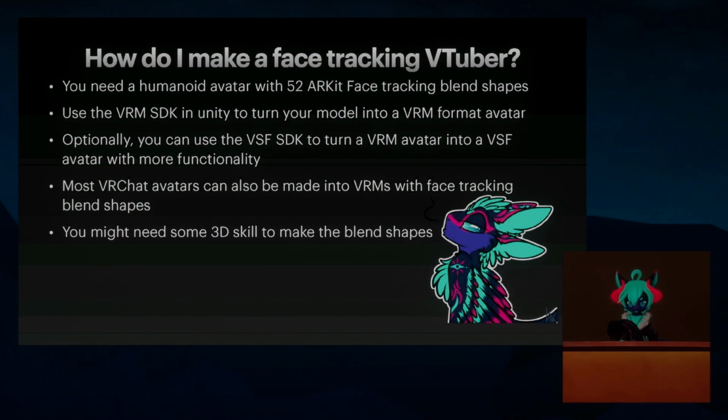Then they have to be made into blend shape clips in a VRM. So you need to download the VRM SDK and optionally a VSF SDK if you want to have some more features. Pretty much most humanoid models can be made into a VRM. So if your character works in VRChat, it can be made into a VRM with Unity.